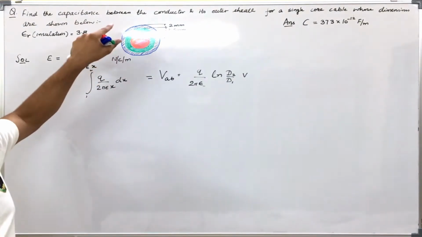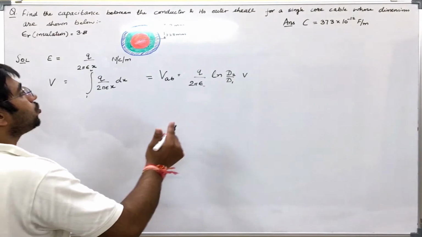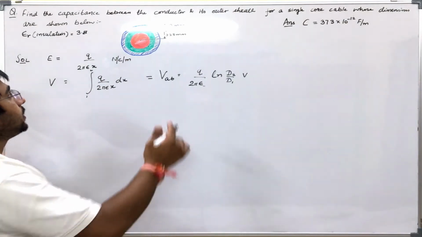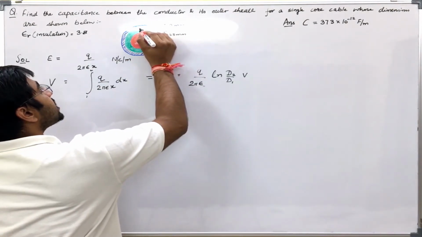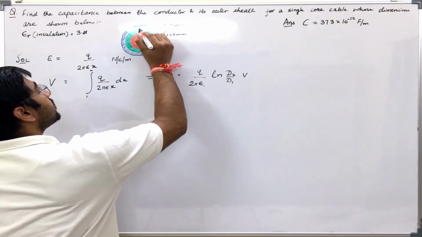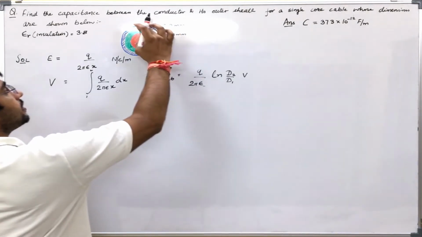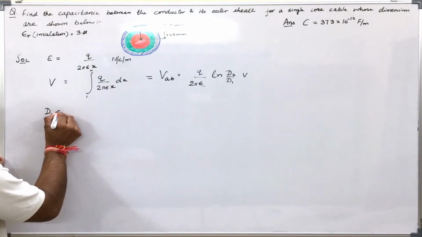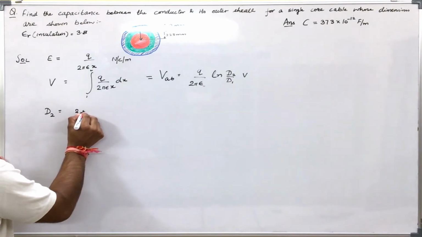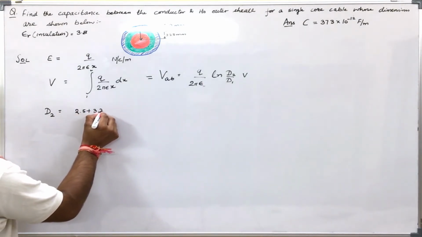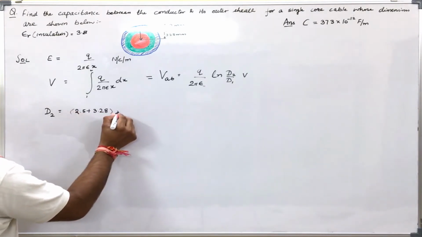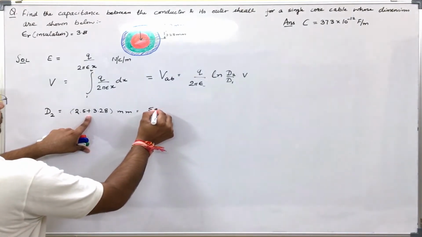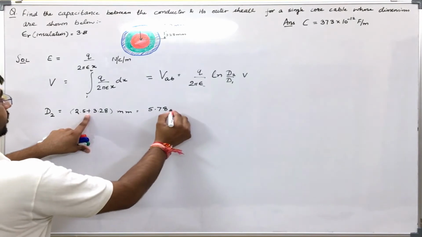Now for this question, what is D2? We need to find the capacitance between the conductor and the outer sheath. This is the outer sheath. So what is D2 here? This distance is D2. So D2 can be written as 2.5 plus 3.28 millimeter, that is 5.78 millimeter.